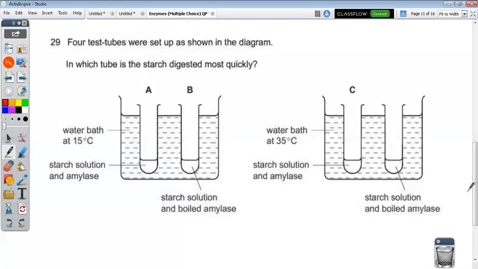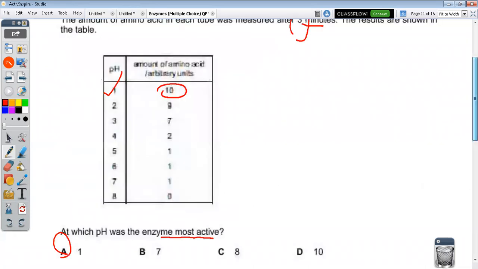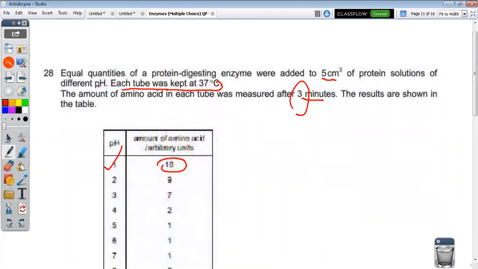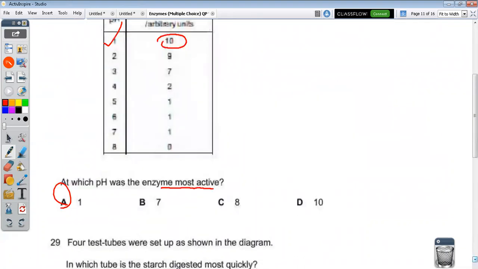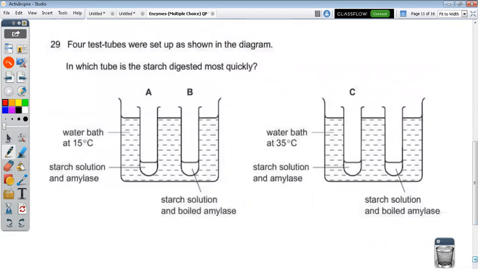Now number 29. 28 was which letter? Did we skip 28? No, 28 was A. Okay. Number 29. 4 test tubes were set up as shown in the diagram. In which test tube is starch digested most effectively?